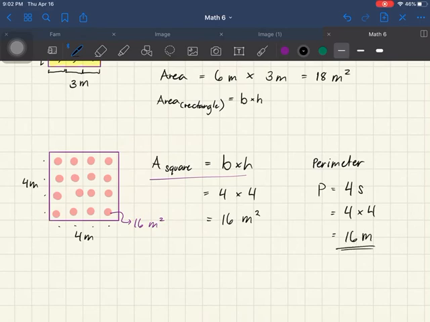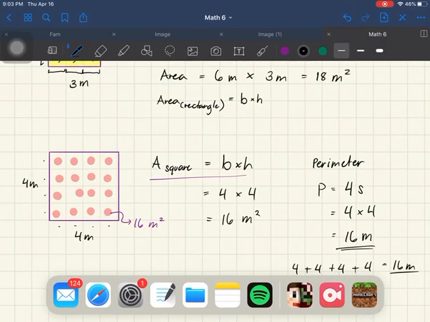Look at the unit, it's meters because we did not measure it in 2 different dimensions. We just added all the lines. So this is the same as 4 plus 4 plus 4 plus 4, which is still equal to 16 meters. Okay? Next.